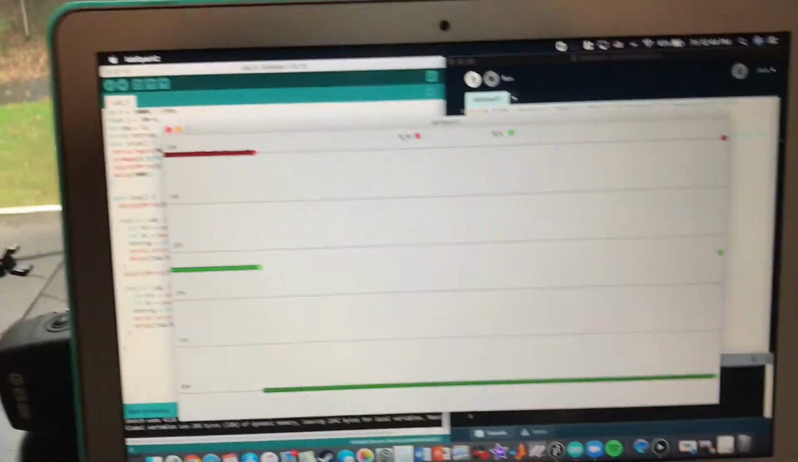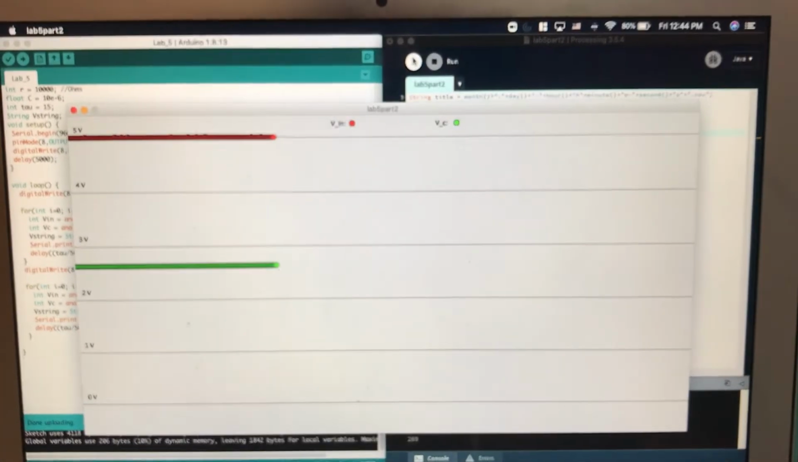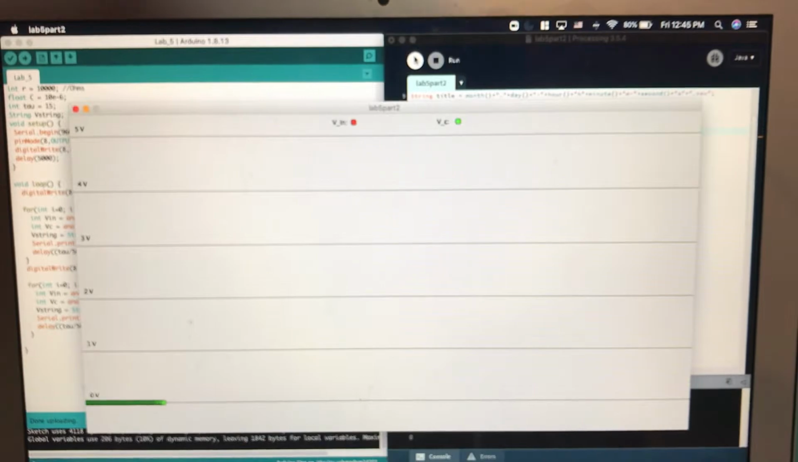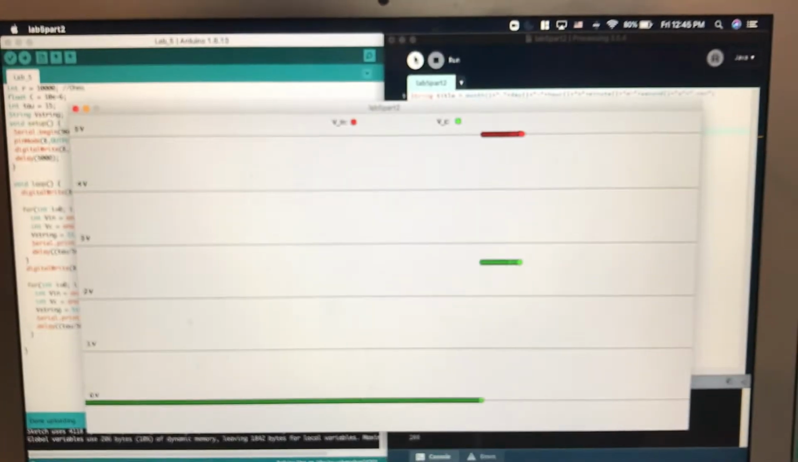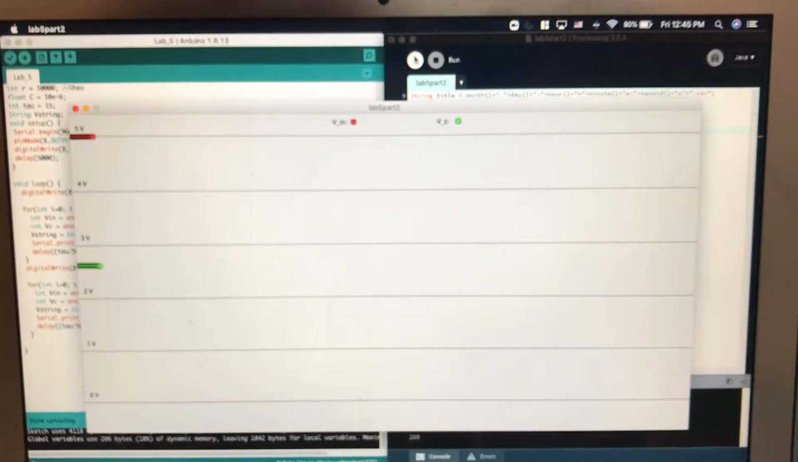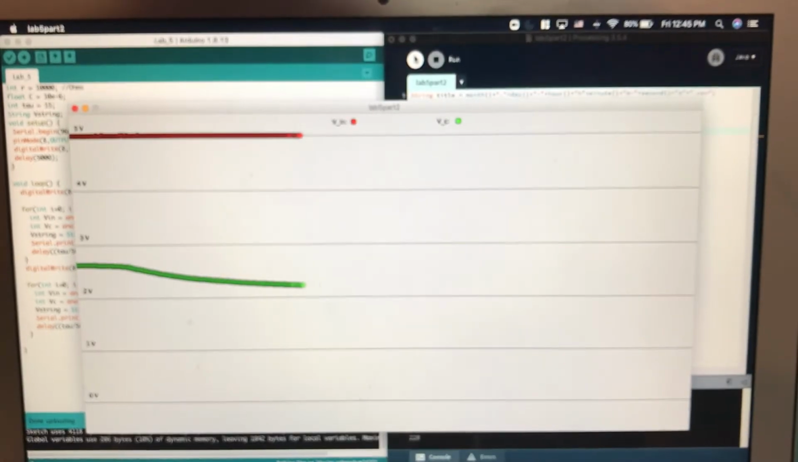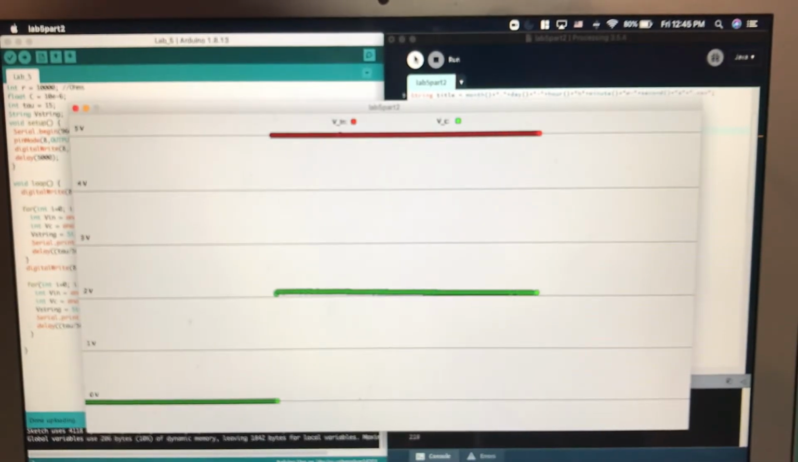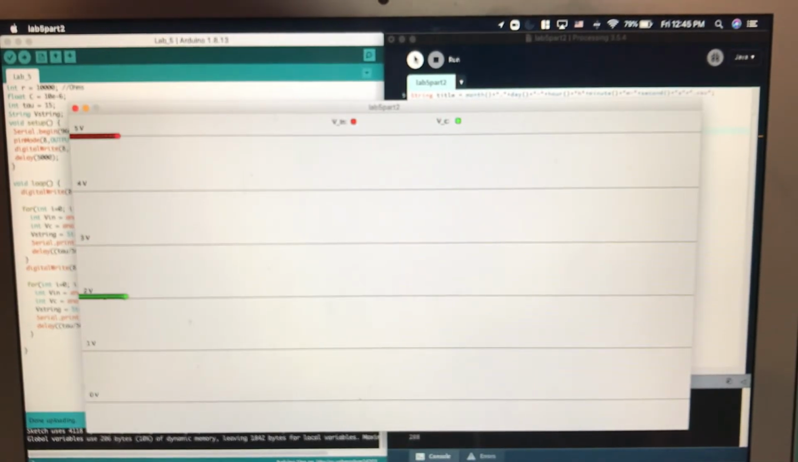So here I have our processing screen showing the voltage at room temperature, which I recorded at 21.7 degrees Celsius. Now I'm going to wrap my fingers around the thermistor, heating it up, and you can see that the voltage slowly decreases towards that 2 volt range depending on how hot my fingers are.